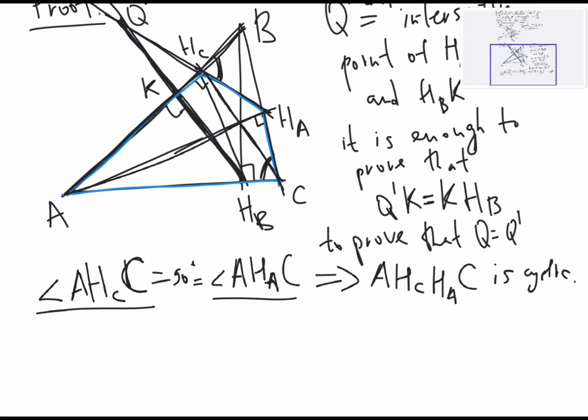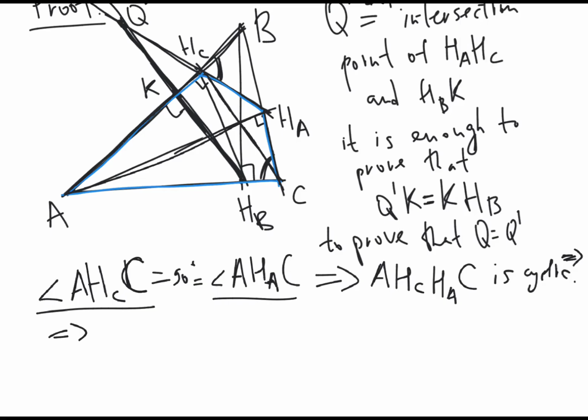It's one of the criteria of cyclic quadrilaterals, and because it is cyclic, we immediately conclude that the angle BHCHA is equal to the angle C in the triangle. So this angle is equal to this angle, and this is another criterion of cyclic quadrilateral. So the internal angle at one vertex is equal to the external angle at the opposite vertex.